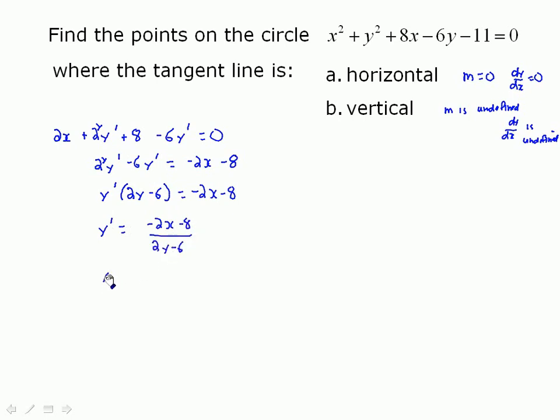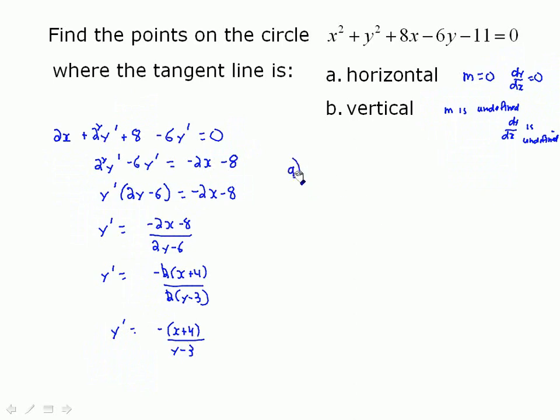Now, you probably will prefer to factor out, say, a negative 2 on top, leaving you with x plus 4, and then a 2 on the bottom, and then that'll leave you with y minus 3. And then when you divide the 2's out, you'll get y prime is equal to negative x plus 4 over y minus 3. However you want to write that. Now that step wasn't absolutely necessary, but it gives us a nice easy form.